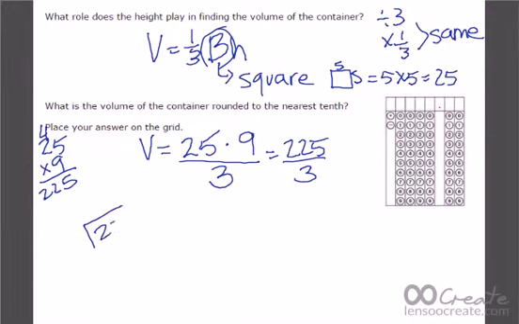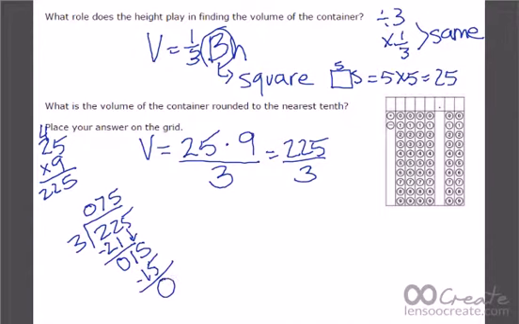Alright, so let's come over here. 225 divided by 3. 3 can't go into 2, so I can write a 0 right there. 3 goes into 22 seven times, because 7 times 3 is 21. Subtract: 2 minus 1 is 1. Bring down my 5. 3 goes into 15 five times. 5 times 3 is 15. That leaves me with a remainder of 0. So my answer is 75, and it goes right here in front of the decimal. 75. Good to go.